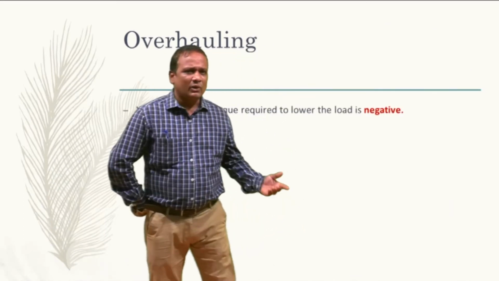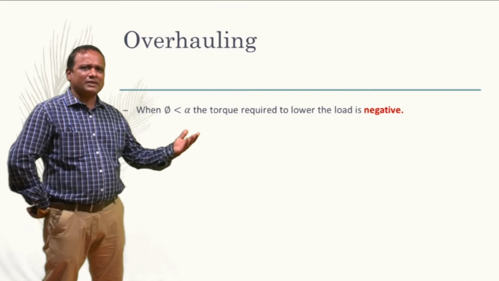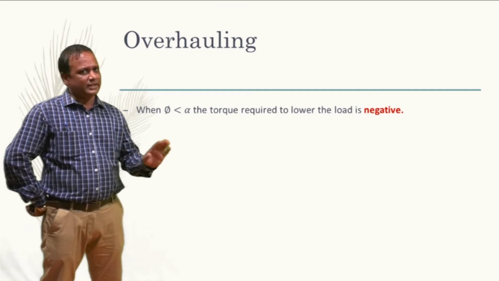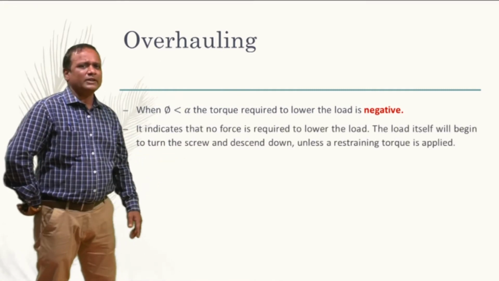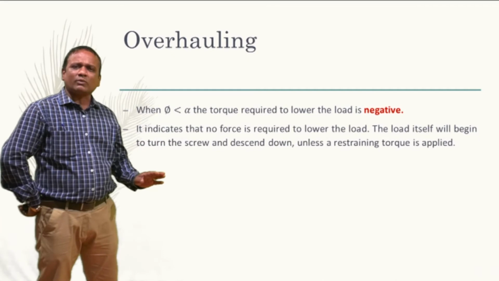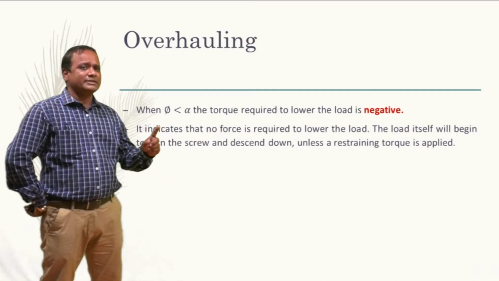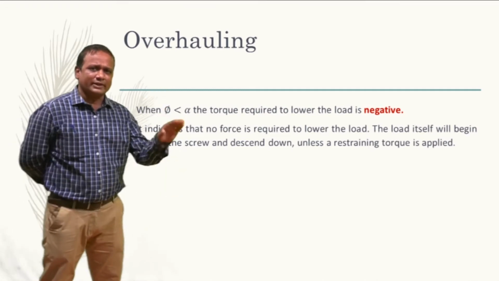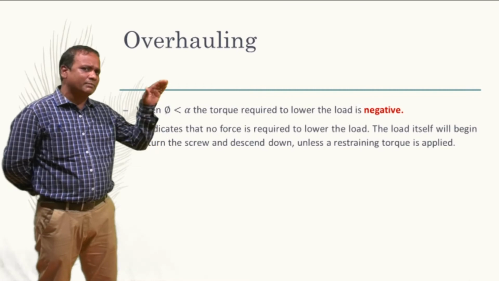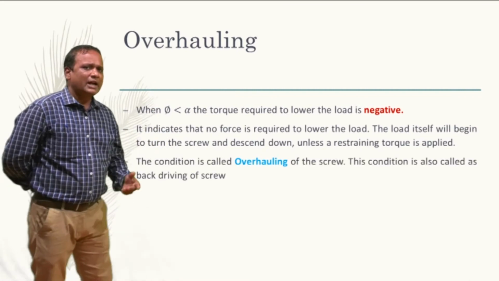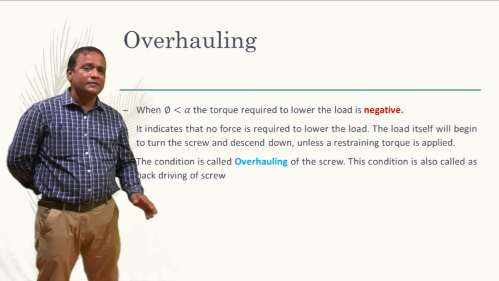So we call this the overhauling concept. In overhauling, when phi is less than alpha, the torque required to lower the load is negative, therefore the whole load comes down on its own. It indicates no force is required to lower the load. As I said earlier, we need some torque either to raise or to lower the load, but in this case there is no torque required in order to lower the load. It comes down by its own. We call it overhauling, and this condition is also called back driving of the screw.